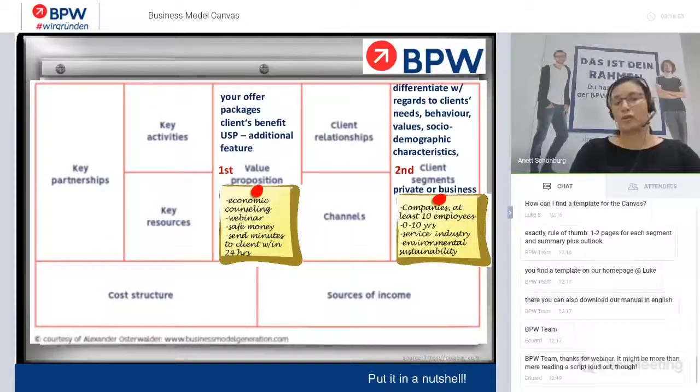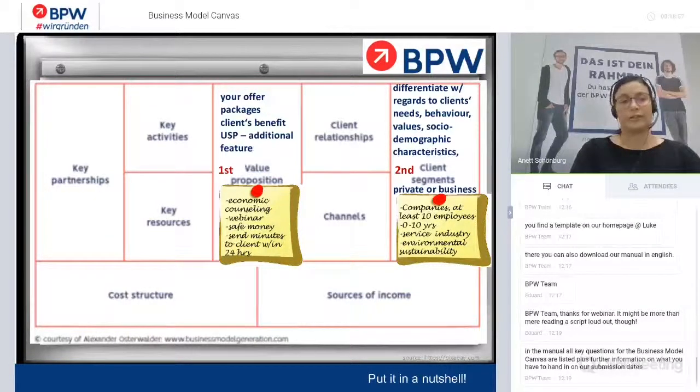Your client groups, of course, should exist somewhere you want to deliver your value proposition to. And as a result, what are the trends on your market? How does your market develop? In our example, our one client segment shall be companies of the service industry with at least 10 employees. And we found out that to act environmentally sustainable in daily business life is very important to them.